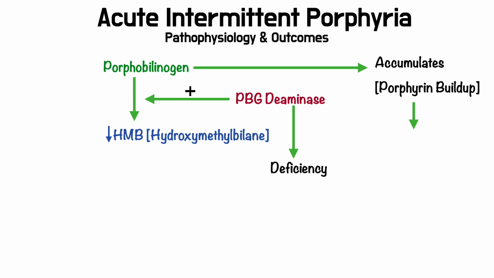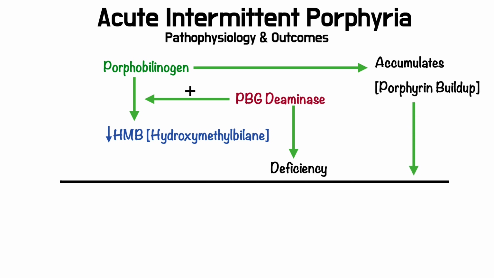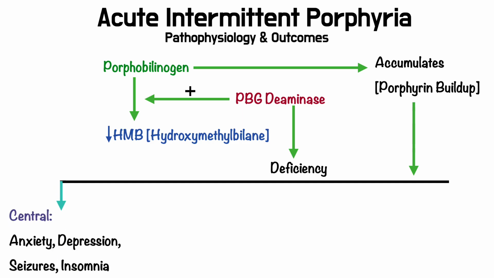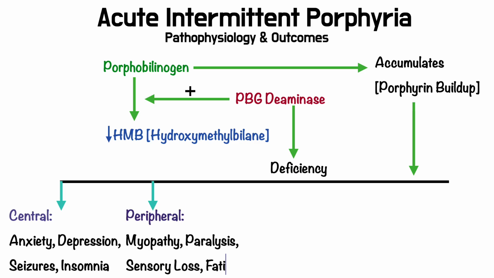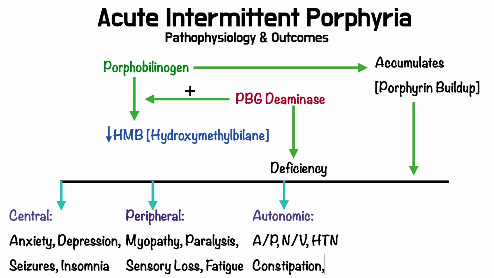And that accumulation will lead to different manifestations, that is neurovisceral manifestations. Out of that, let's begin from central: anxiety, depression, seizures, insomnia can happen. In peripheral, myopathy, paralysis, respiratory paralysis can also happen, sensory loss or fatigue can happen. And in autonomic manifestations, there is abdominal pain. Abdominal pain is colicky. This is a typical feature of acute intermittent porphyria.